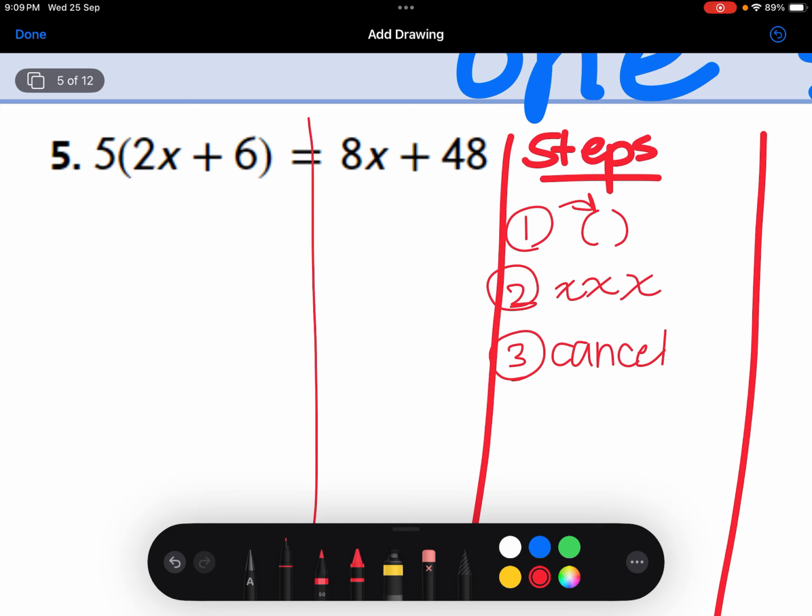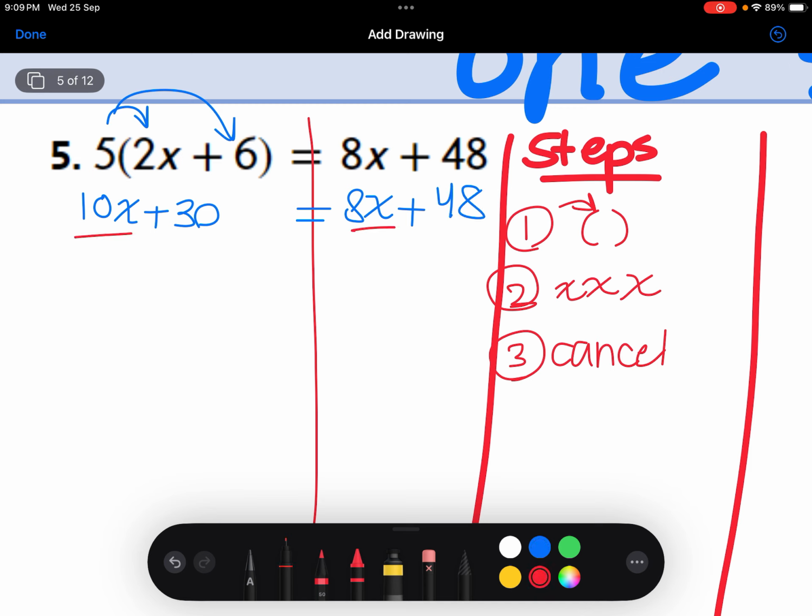Now split your equation and look. Do you have a parenthesis in your equation? Yes, I have it here. Therefore, I have to distribute. Let's go ahead and distribute very quickly. 5 times 2x is basically 10x. 5 times 6 is positive 30, equals, the other side is 8x plus 48. Did you notice something? The variables are different, so it's a one solution equation, but I will keep on solving until the end. Now I'm done with opening my bracket.